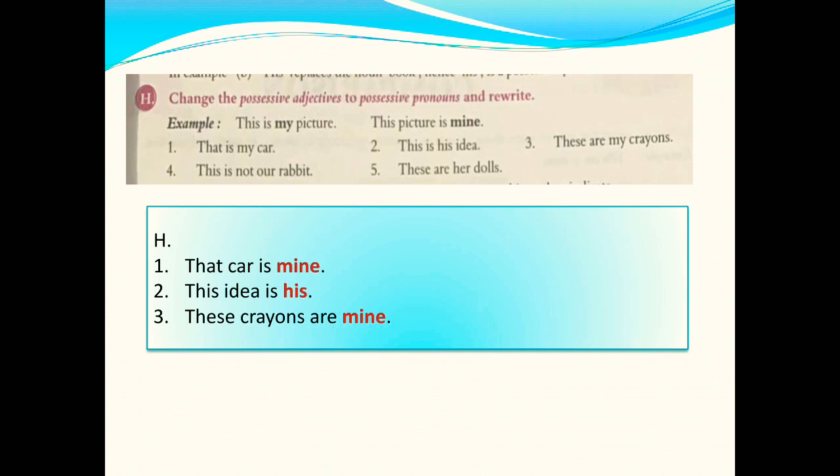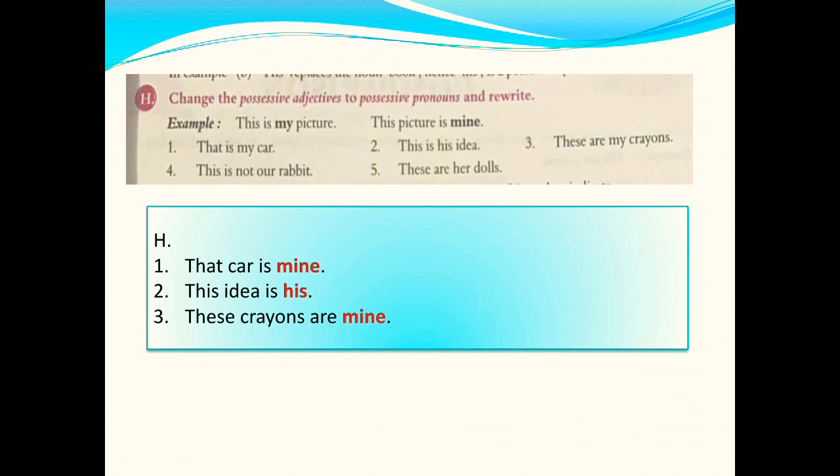So let us move to the exercise H. Change the possessive adjectives to possessive pronouns and rewrite. Example, this is my picture. This picture is mine. So look at the first sentence. That is my car. It will be that car is mine. Mine is the possessive pronoun.